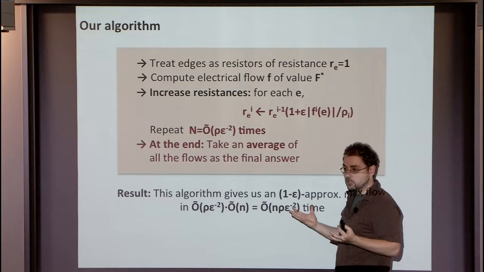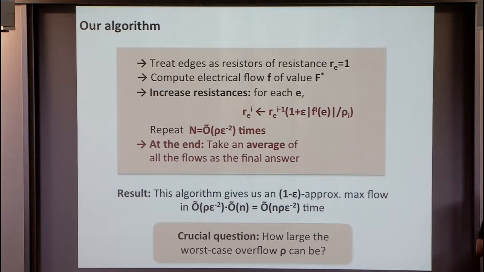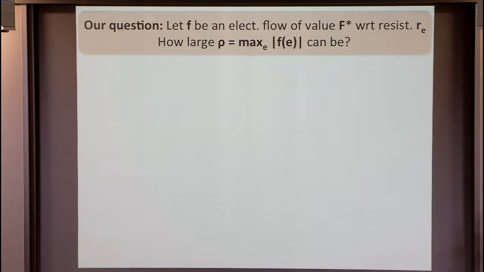Of course, when you look at this running time, there is one big question here: how big can this rho be? For now, we just state it in terms of rho, but a priori we don't know what it can be. So to really finish the analysis of this algorithm, we need to get a good bound on rho, to be able to state it purely in terms of epsilon. Okay? So that's how we go. The question that it boils down to is just the following.